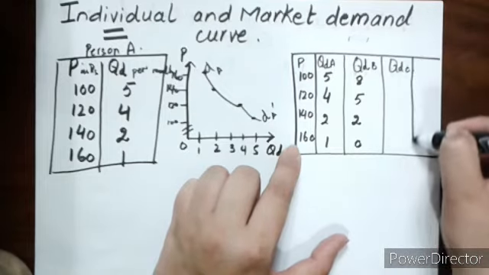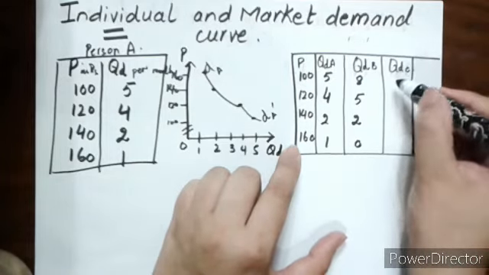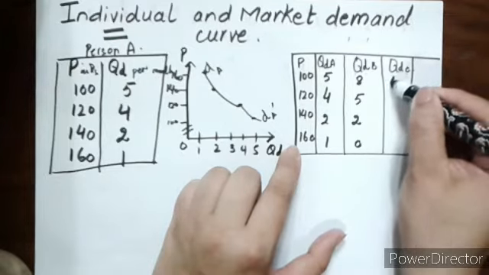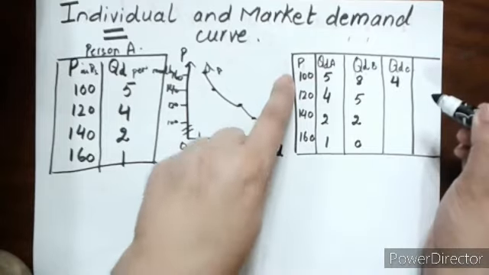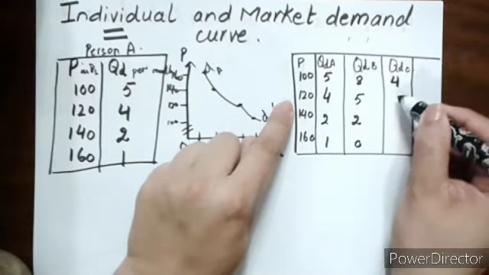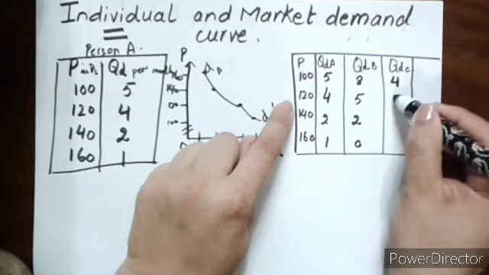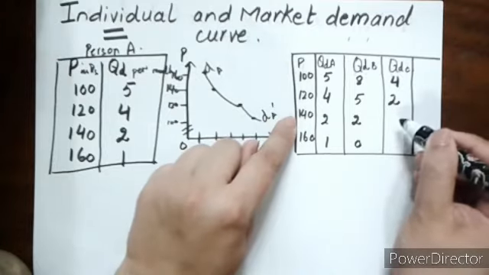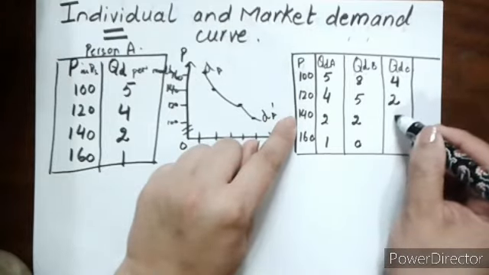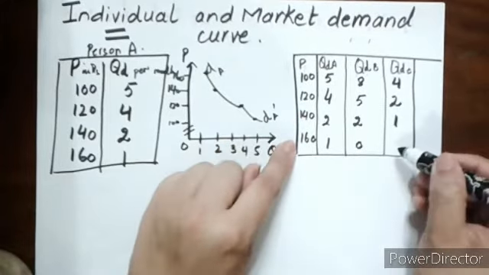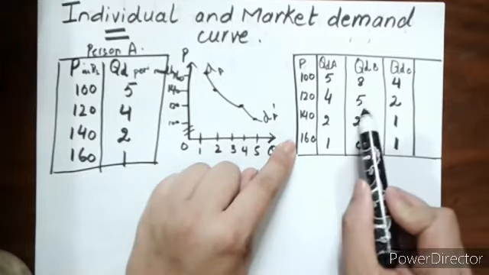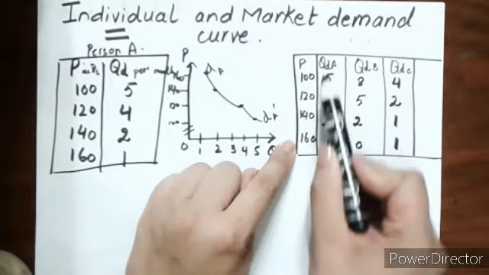Let's imagine person C. What is he doing? His behavior can be altogether different. So let's say he was buying 4 shirts at price 100. At 120 he was buying, let's say, 2, and at 140 he was buying 1 shirt, and when the price rose to 160 he kept on purchasing 1. Now these are the 3 individuals that we have assumed make up our market.